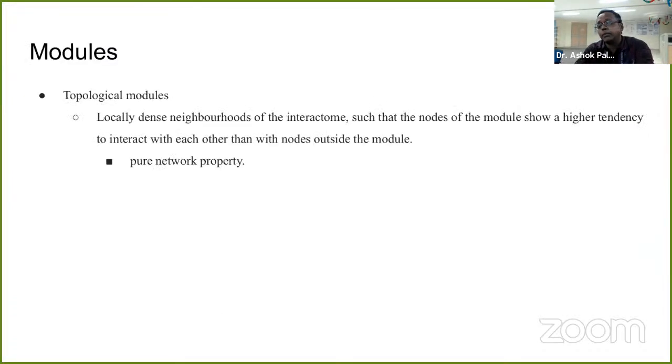All right, so moving from disease genes to disease modules, network modules. Let's first talk about what we mean by a module. There are a few types of modules that we can define. First is a topological module, which is from purely a mathematical point of view. If we have a network, what is a module? That is based on the structure of the network, the topology of the network. Wherever we find a locally dense neighborhood, we can say it is a module, okay? Within the module, the nodes have a higher tendency to interact with each other than with nodes that are outside. So that becomes a contained module, and it's a pure network property.